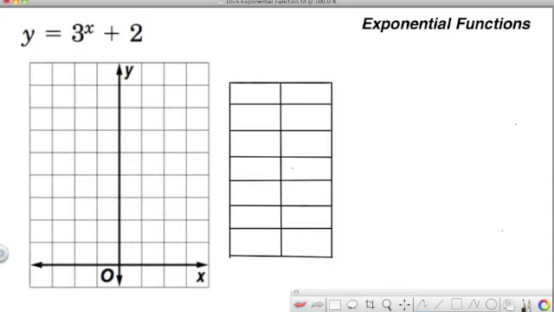Alright guys, here we have another problem from our homework. This is number 4 on your homework. It is Y equals 3 to the power of X plus 2. Once again, it wants us to graph this one, and all we have to do is graph it and find the Y-intercept. So here I have my table. I'm going to go ahead and fill it out.